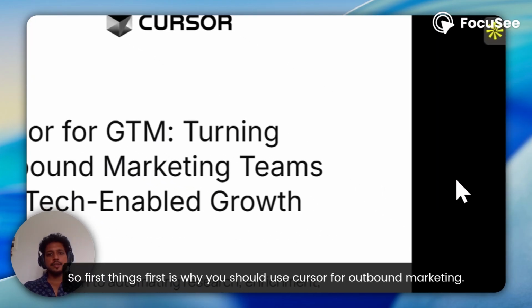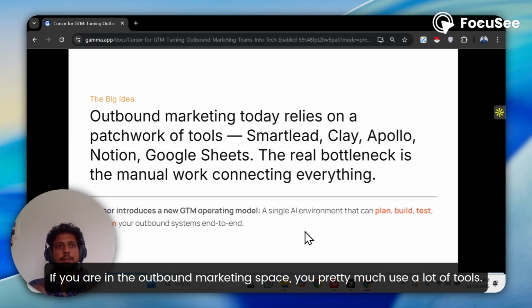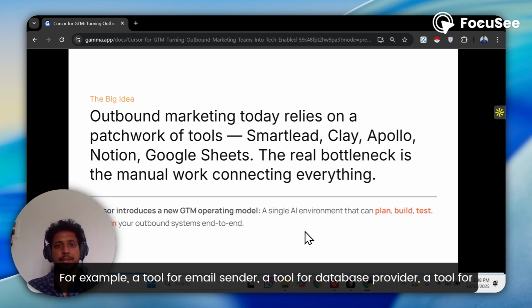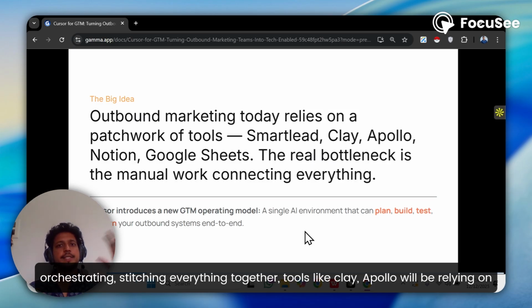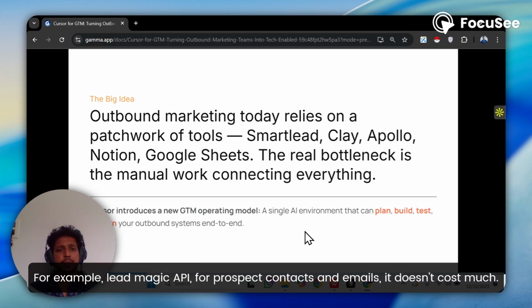So first things first is why you should use Cursor for outbound marketing. If you're in the outbound marketing space, you pretty much use a lot of tools. For example, a tool for email sender, a tool for database provider, a tool for orchestrating, stitching everything together, tools like Clay, Apollo. You'll be relying on a lot of tools. Okay. But if you take a closer look at that, the individual tools don't cost really much. For example, Lead Magic API for prospect contacts and emails, it doesn't cost much.